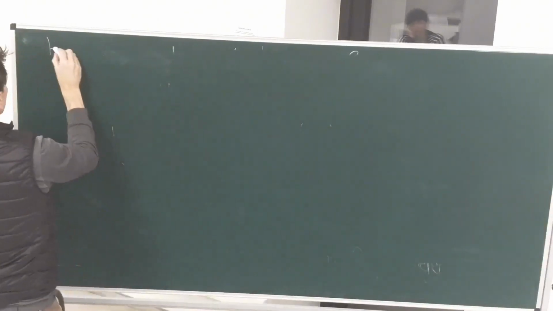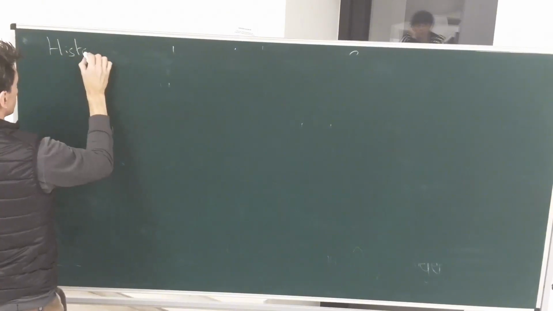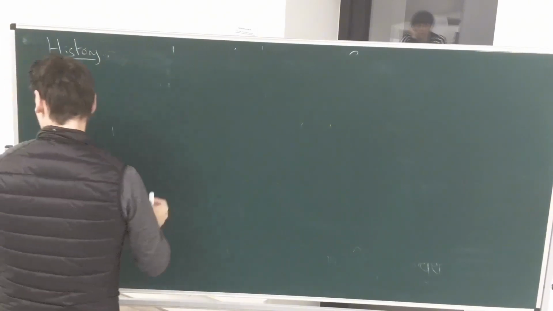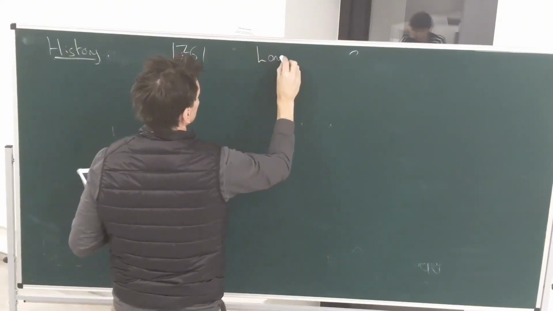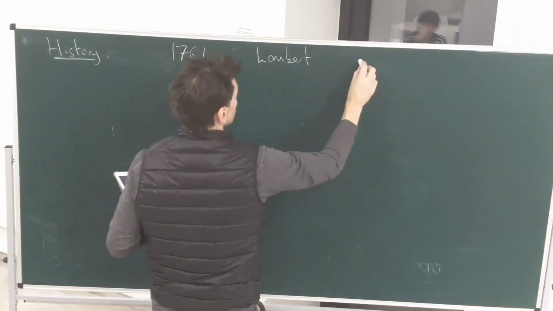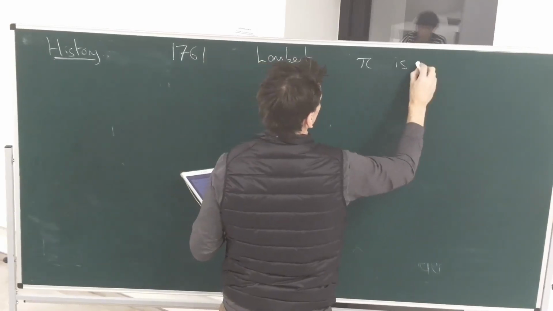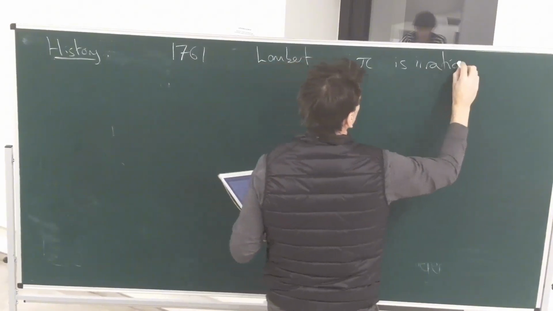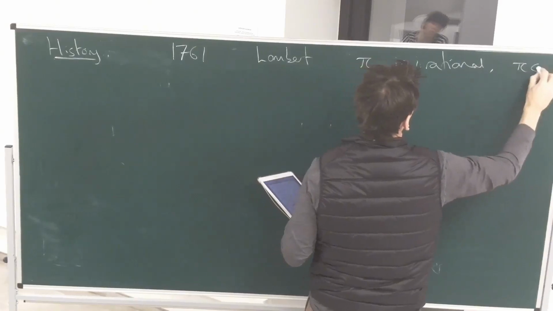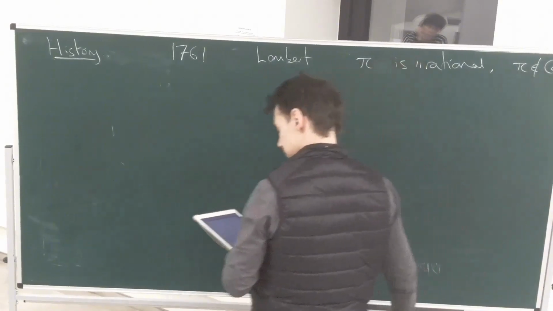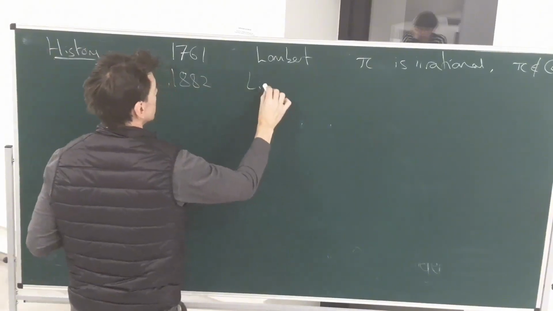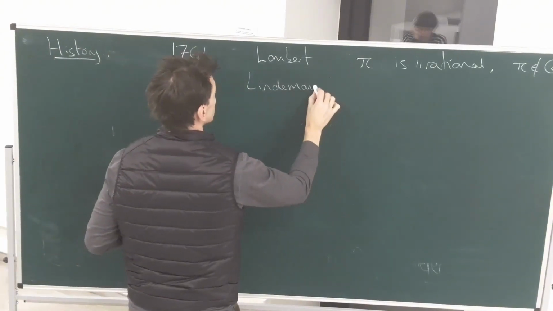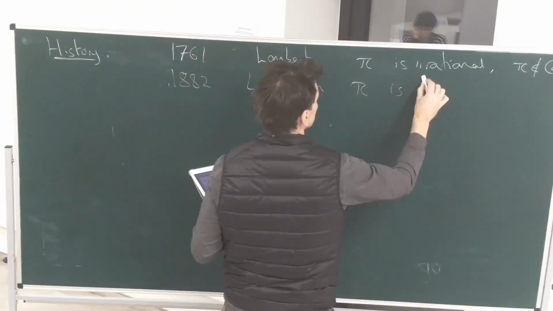So I can give you the full history of this, everything we know about this problem. It fits on one board, hopefully. So in 1761, an English mathematician, Lambert, proved that pi is irrational. Pi is not in Q. In 1882, Lindemann proved that pi is transcendental.